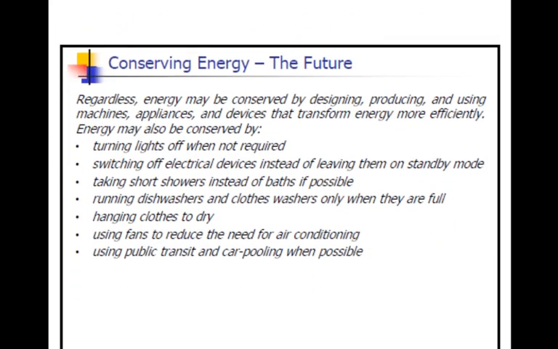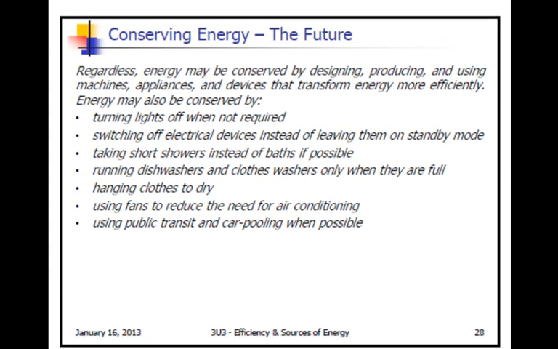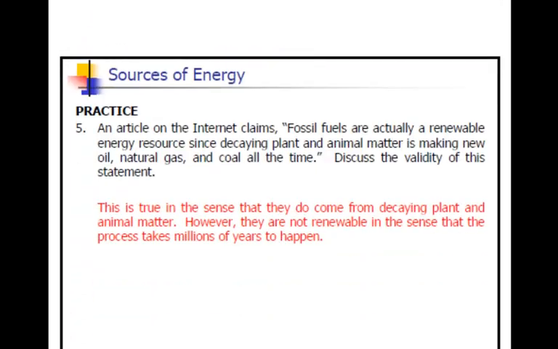However, we should also try to reduce our energy output. So we need to conserve energy. Some ways you can conserve energy: turning off lights, turning off electrical devices when you're not using them, not using as much water, not using dishwashers and clothes washers as much, or using them only when they're full, and using public transit and carpooling instead of driving around with your car as much. So those are some things to consider as well.